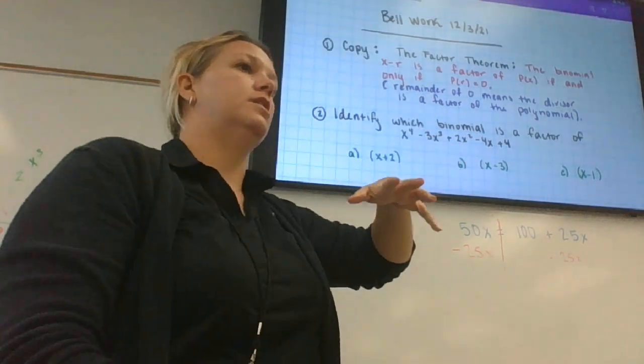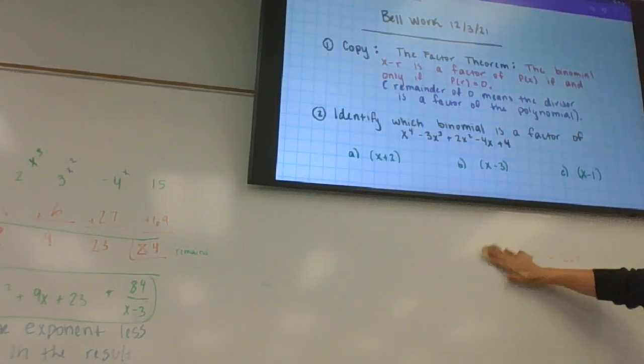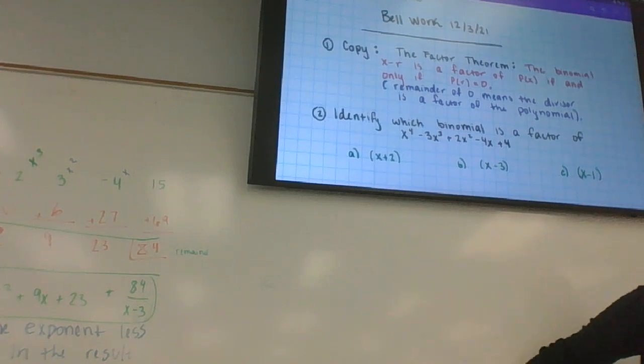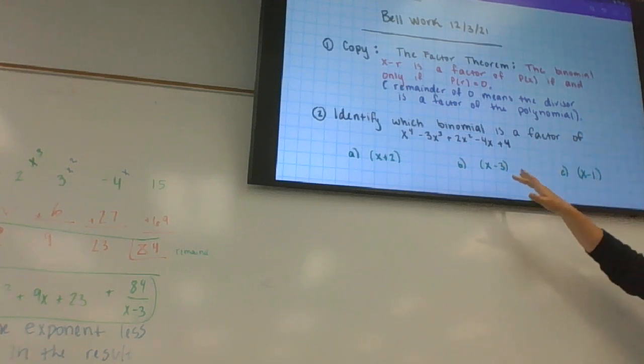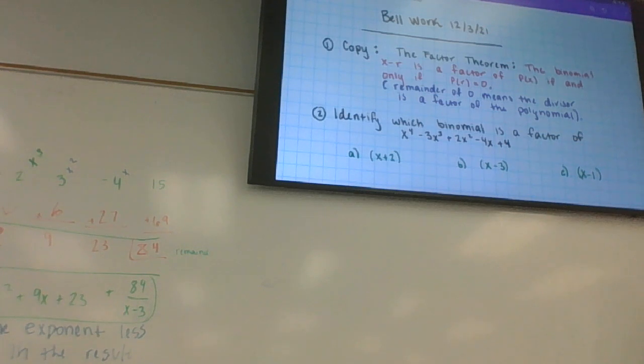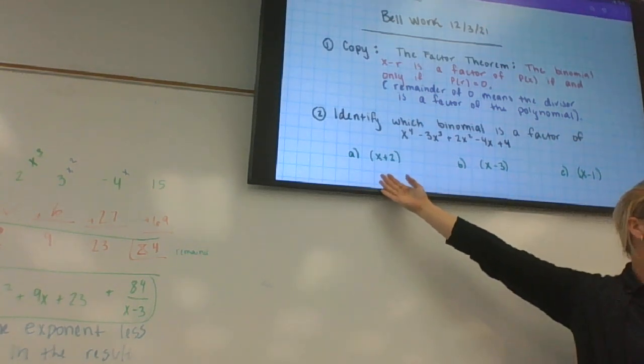So you're going to search. You're going to do different numbers with synthetic division searching for factors. And that is how we factor these really long problems. We do synthetic division and try to find the remainder of 0. For this one, we're going to put -2, right?